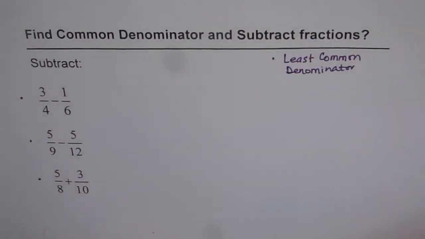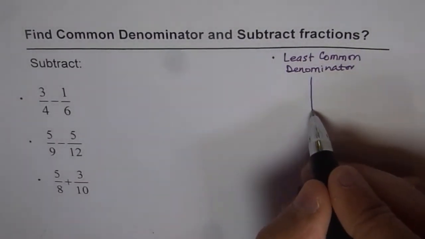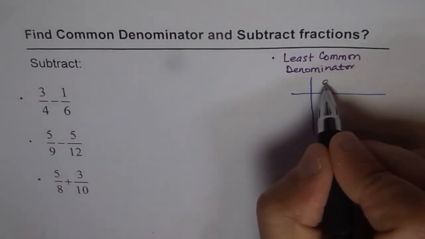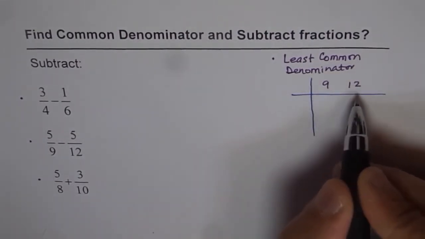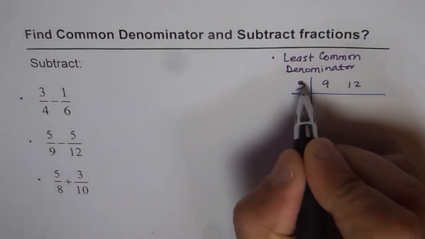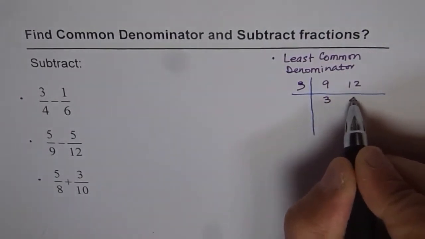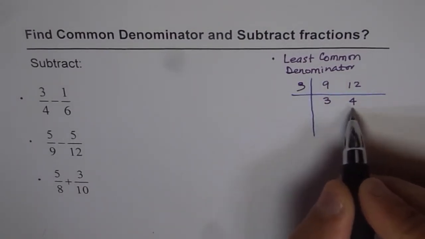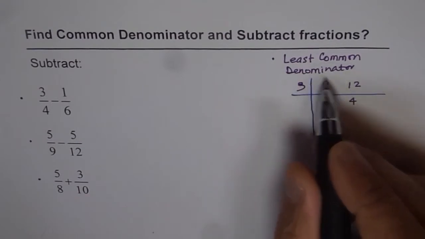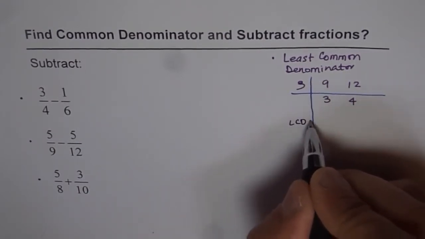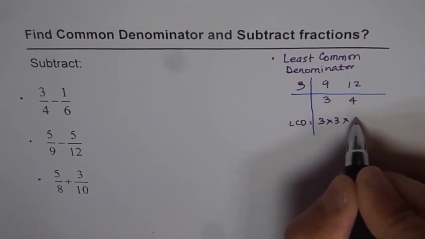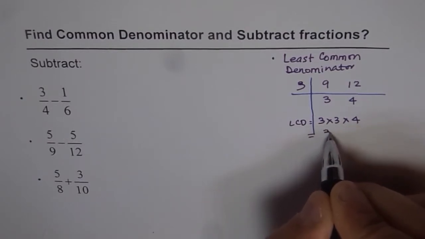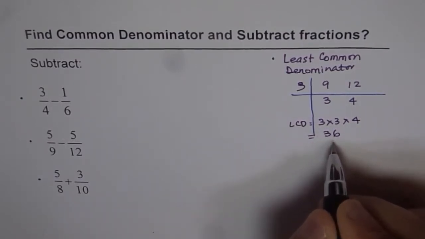So to find least common denominator, we'll make our ladder, and this is called ladder division. So we'll do 9 and 12. Let me write the numbers 9 and 12. And what can you divide them with? 3 is a good number. So it's 3. 3 goes 3 times in 9 and 4 times in 12. Now, they cannot be further divided by a common number. So we get our lowest common denominator, which will be 3 times 3 times 4, which is equal to 3 times 3 is 9, 9 times 4 is 36. So we have 36 as our common denominator.